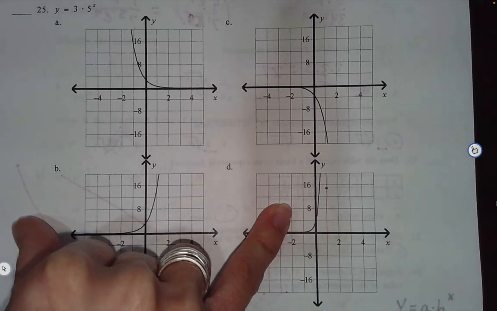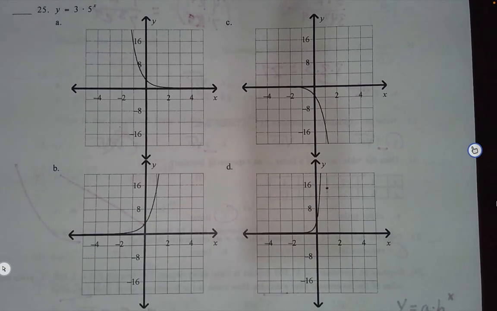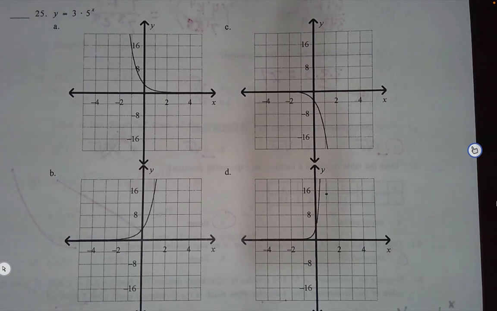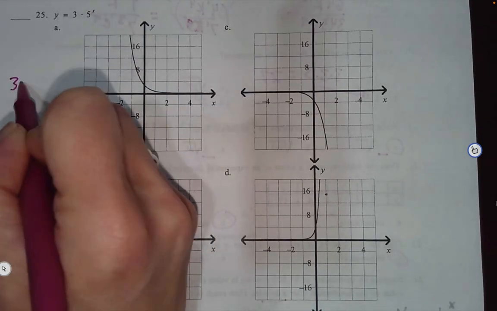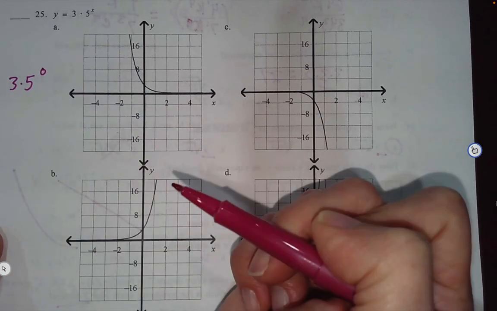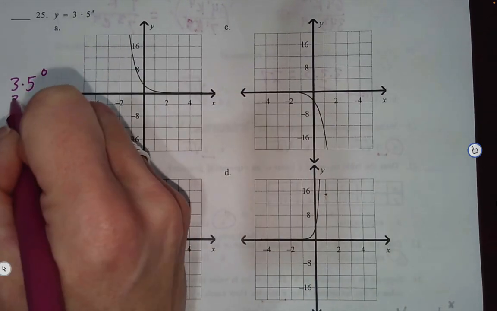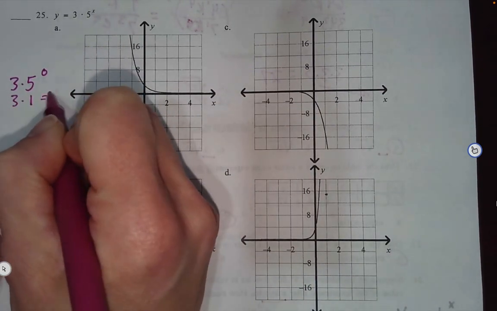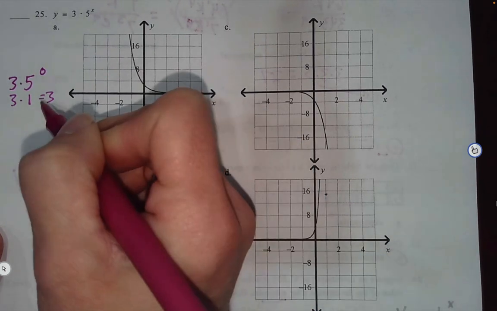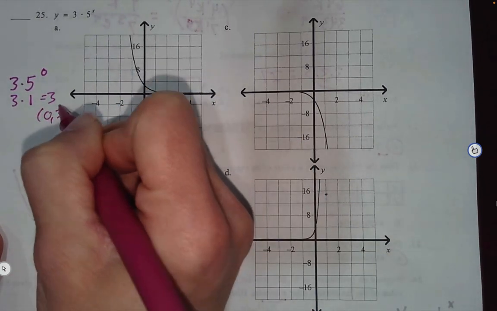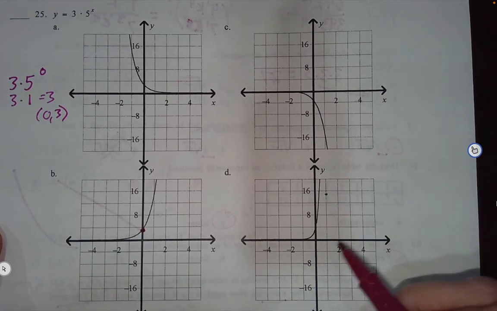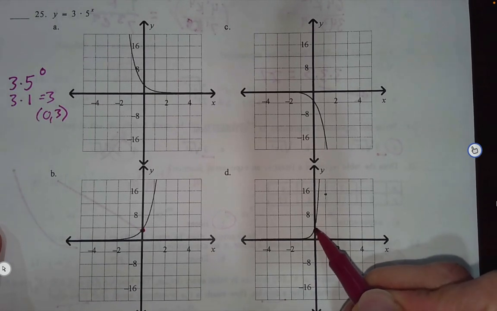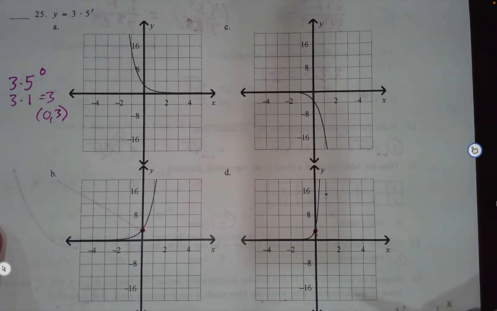What I would do is type in some numbers, and then I'll look at it with the calculator as well. Like, let's plug in 0. So if I had 3 times 5 to the 0, that's 3 times 1, which is 3. So if I plugged in 0, I got 3. Over 0, up 3. It looks like that one matches. Over 0, it looks like that one could even match. So I need to try another number.